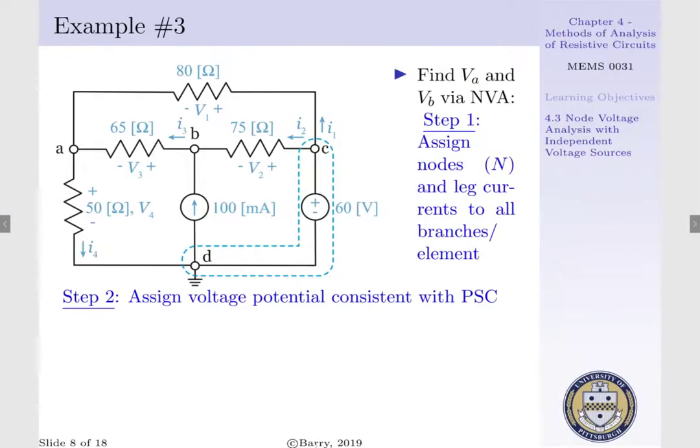Step 2 is to assign our voltage potentials consistent with our passive sign convention, where V2 corresponds to our 75 ohm resistor dictated by the directionality of I2. V3 corresponds to our 65 ohm resistor, where its directionality is dictated by the direction of I3. V1 corresponds to our 80 ohm resistor, where its directionality is dictated by I1. And V4 corresponds to our 50 ohm resistor, where its polarity is dictated by the directionality of I4.